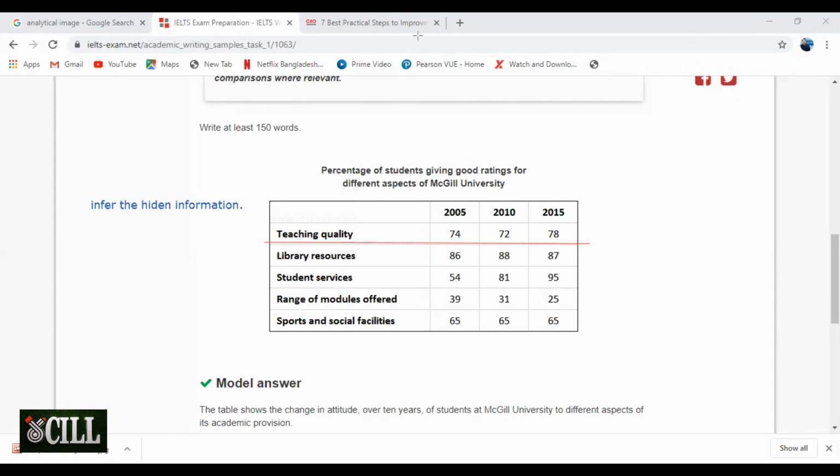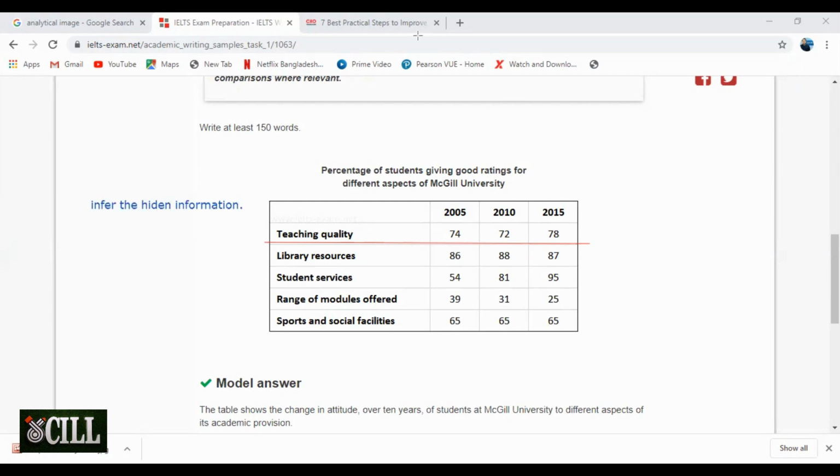The teaching quality of McGill University has gradually increased. Actually, not gradually, because it reduced. According to the data, teaching quality slightly dropped in 2010, but then regained its strength in the same category and went much higher compared to the other two years in 2015, which is 78.